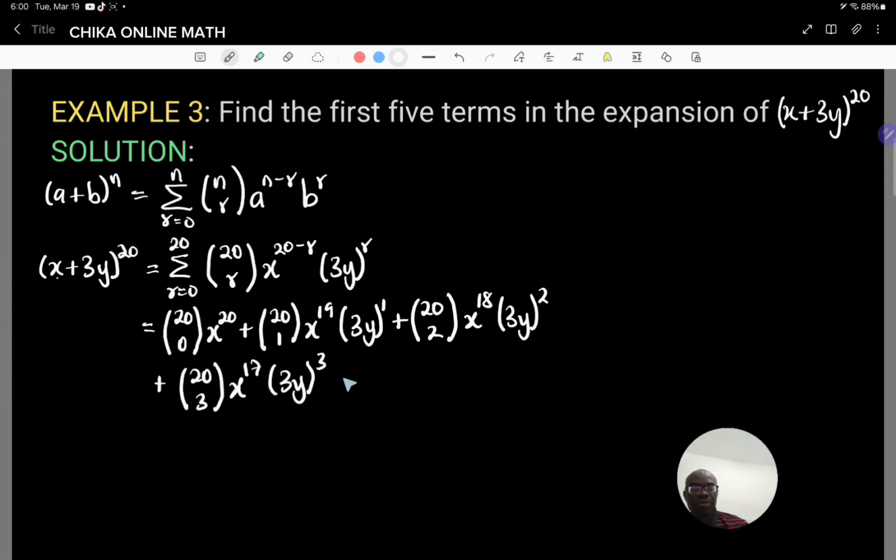So it remains the fifth term. That's for r equal to 4. That's 20 combination 4, x to the power 20 minus 4, which is 16, 3y to the power r, which is 4. Okay, so what is left is for us to evaluate the combination. So in doing that, we bring out our calculator.